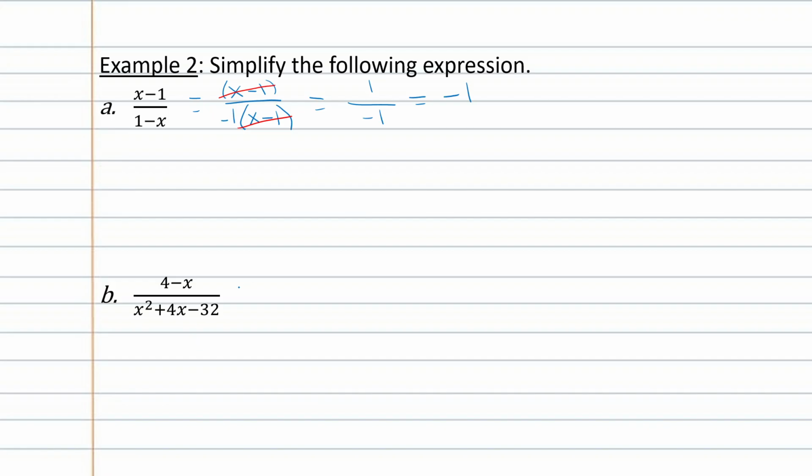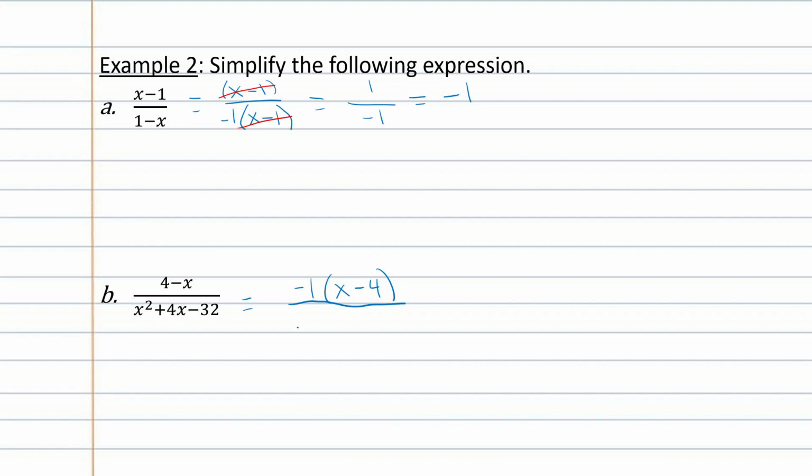b is 4 minus x over x squared plus 4x minus 32. Now, I'm going to do the same thing here. For the numerator, I want that x to be positive, so I'm going to pull out a negative 1. And that's going to leave me with an x minus 4 in the numerator instead of a 4 minus x. Okay, the x turns positive, the 4 turns negative. I put the x first just so that the factors will look the same once I factor the denominator.